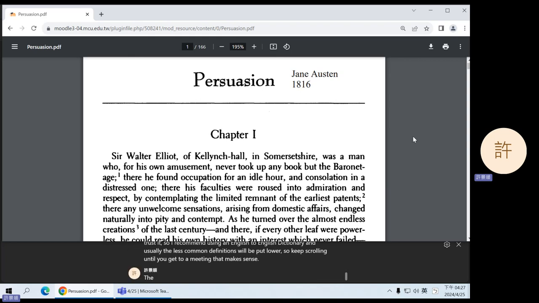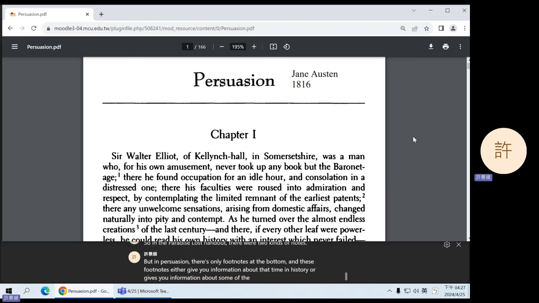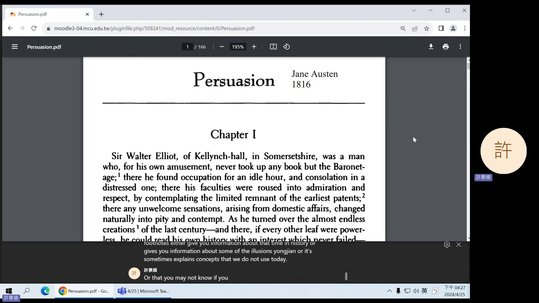The footnotes. So in the Paradise Lost handout, there were two kinds of notes. But in Persuasion, there's only footnotes at the bottom. And these footnotes either give you information about that time in history or give you information about some of the allusions, 用典. Or it sometimes explains concepts that we do not use today or that you may not know if you don't live in England.